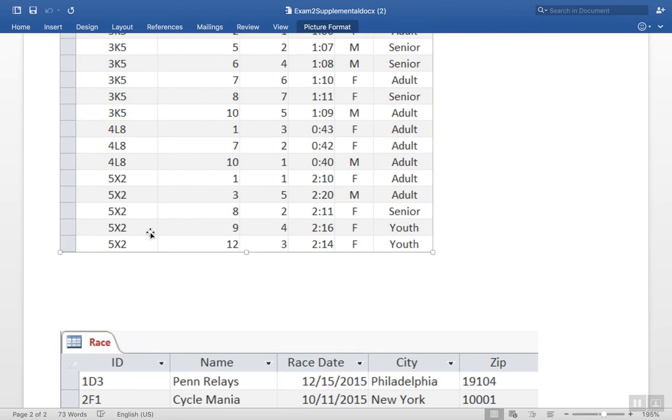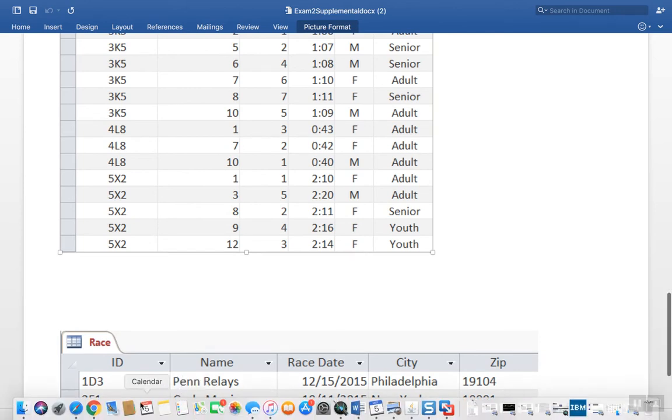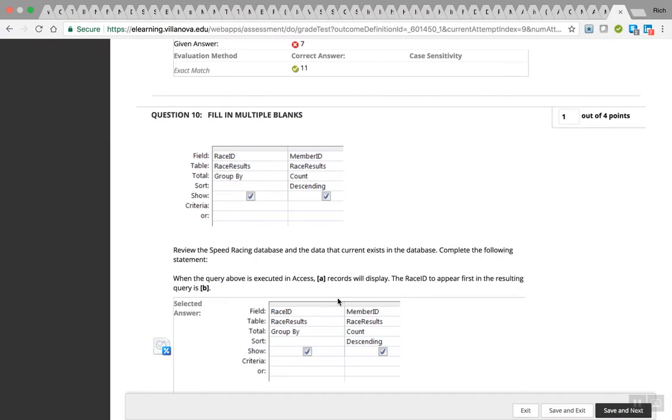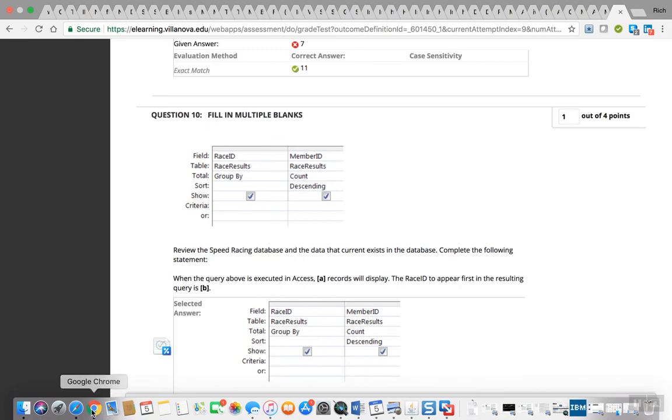All right, let's go back to our query. Let's look at it again. And then within each one of these, we're going to count how many entries there are. So how many races? We'll get a count of how many folks ran in those races. And then we're going to sort it descending. So the way we would interpret this, let's go back to our table here.